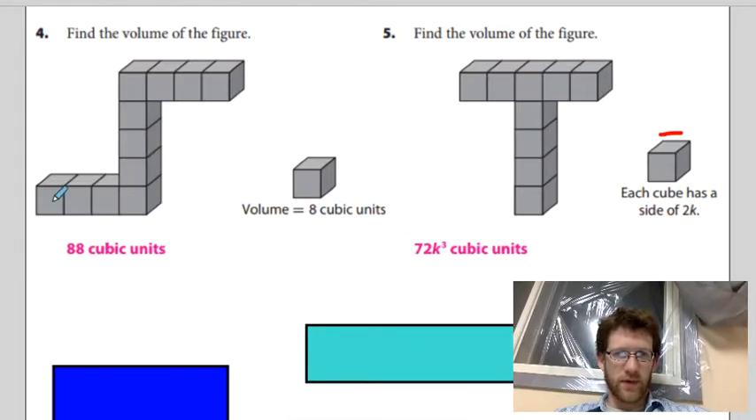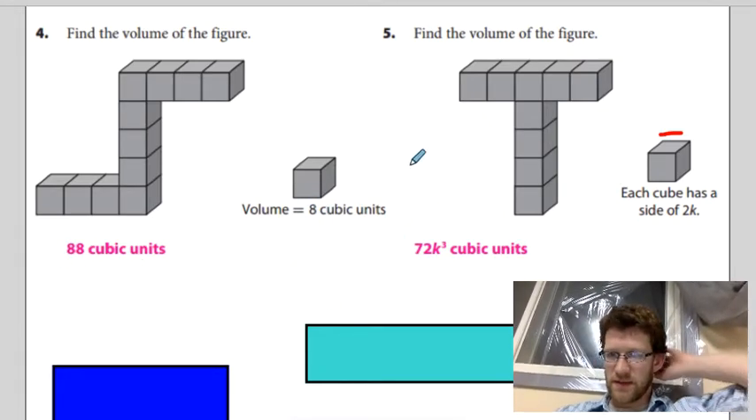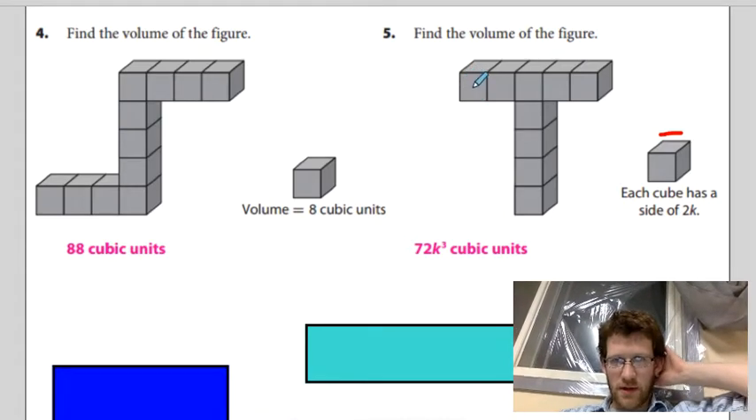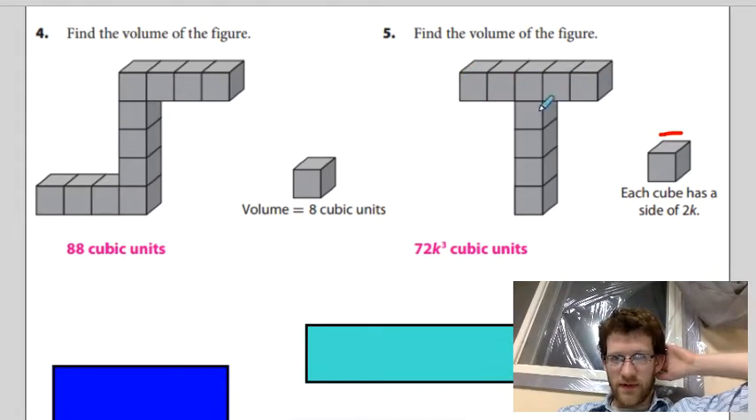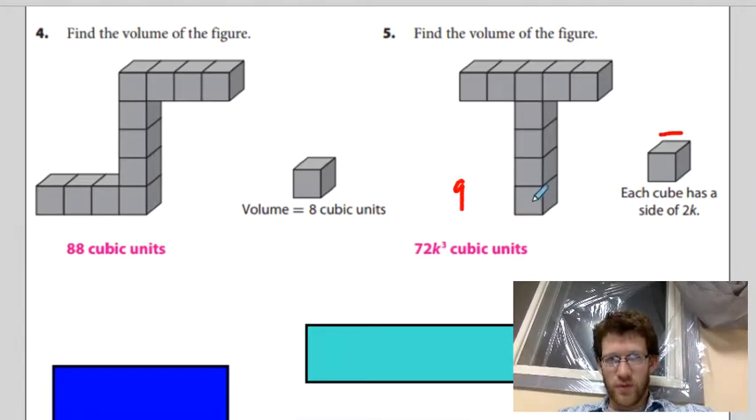This one here on the left, we got 1, 2, 3, 4, 5, 6, 7, 8, 9, 10, 11. 11 times 8 is 88, so this is 88 cubic units, whatever that is. This one's a little harder. 1, 2, 3, 4, 5, 6, 7, 8, 9. So there's 9 of these little cubes, and each cube has a side of 2k. So that means this is 2k, this is 2k, this is 2k.